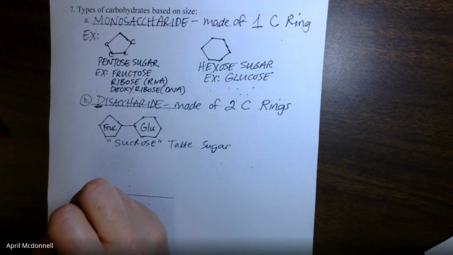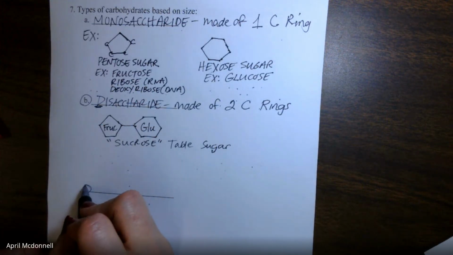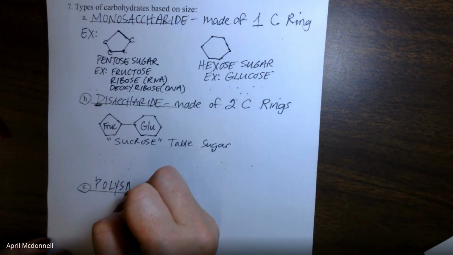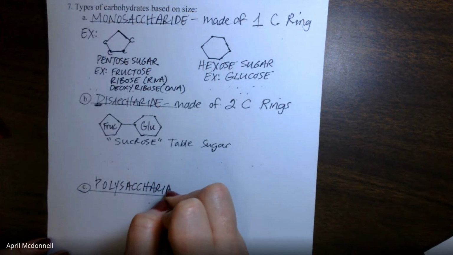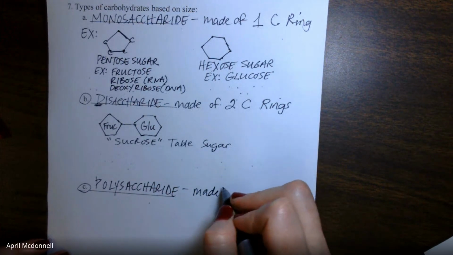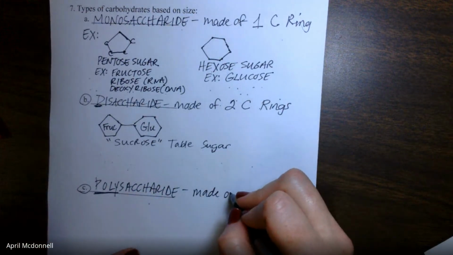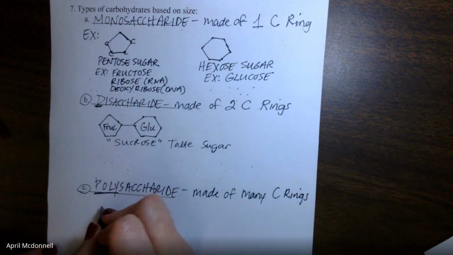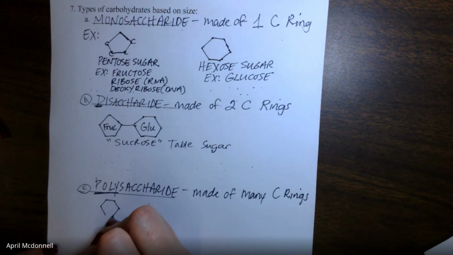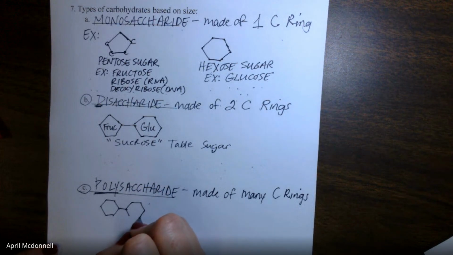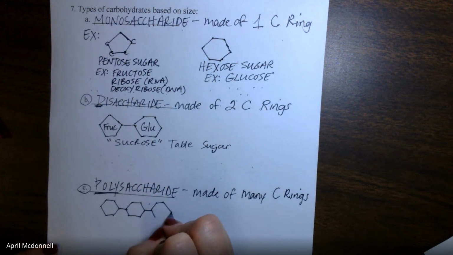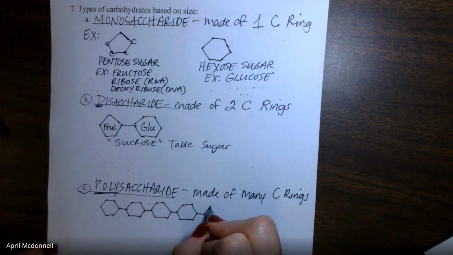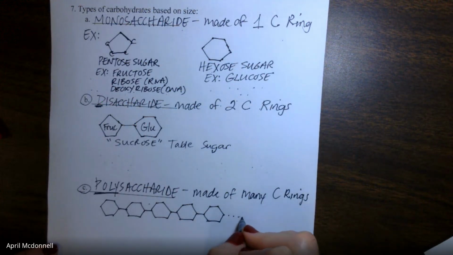Our last example is going to be called a polysaccharide. This is going to be made of many, that term poly means many, made of many carbon rings. So let me draw a bunch of glucose connected together. And I am definitely not an artist, so I do my best to draw. Although I don't do the best job ever, and I don't expect you to either.